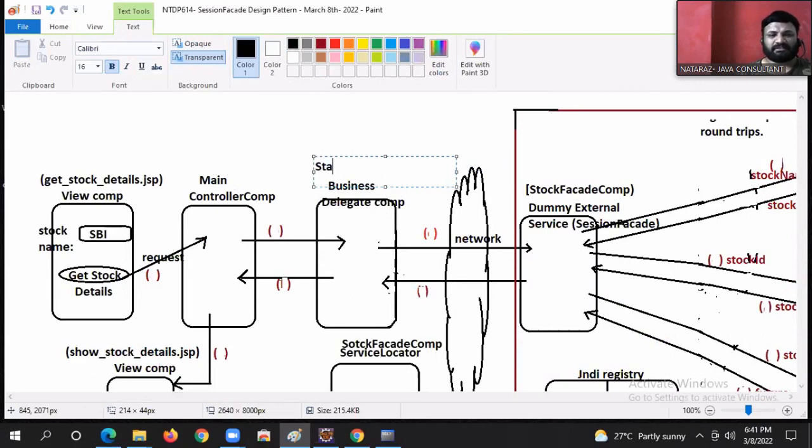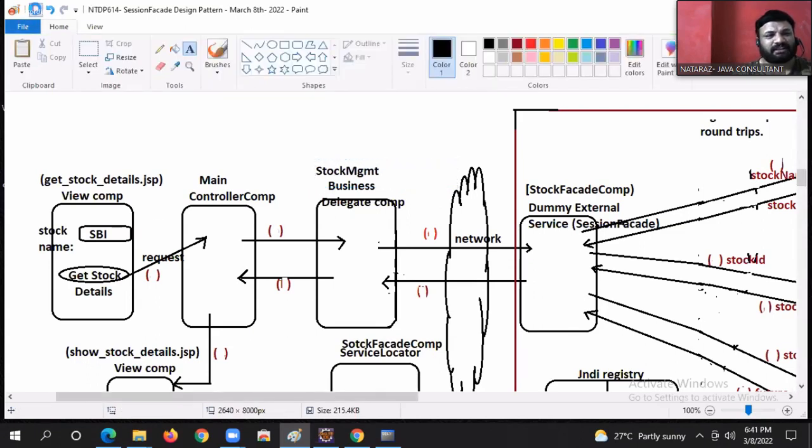Next, stock management business delegate. What is that, guys? Stock management business delegate. Right, boss. Is that clear, guys? Stock management business delegate.